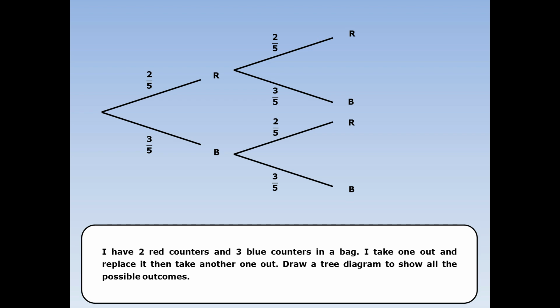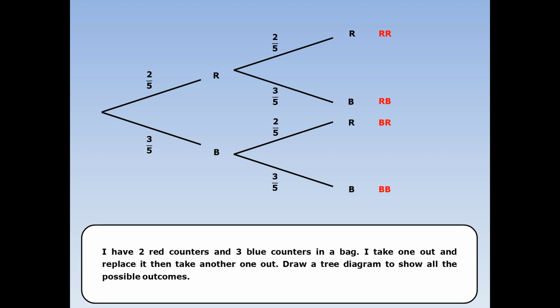After I pulled out two counters, I could have got a red then a red, then a blue then a red, or a blue then a blue.